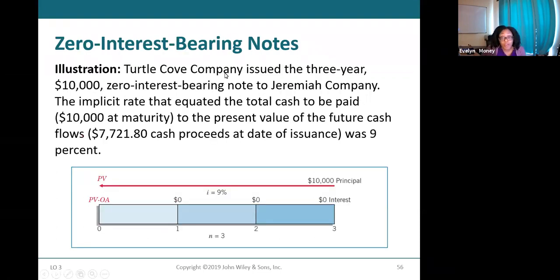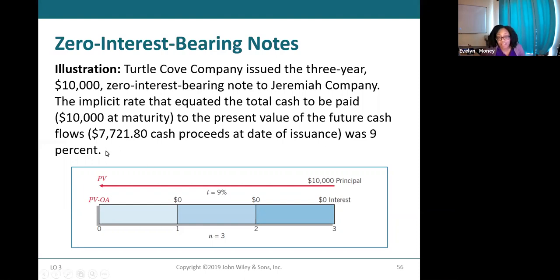So this time we have Turtle Cove Company issuing the 3-year $10,000 zero interest-bearing note to Jeremiah Company. The implicit rate that equated the total cash to be paid, which is $10,000 at maturity, to the present value of the future cash flows, which ended up being $7,000 and some change, was 9%. What does this mean? We're borrowing a sum of money, but the sum of money that we're getting is different from what we're having to pay back at the end of the life of this note.